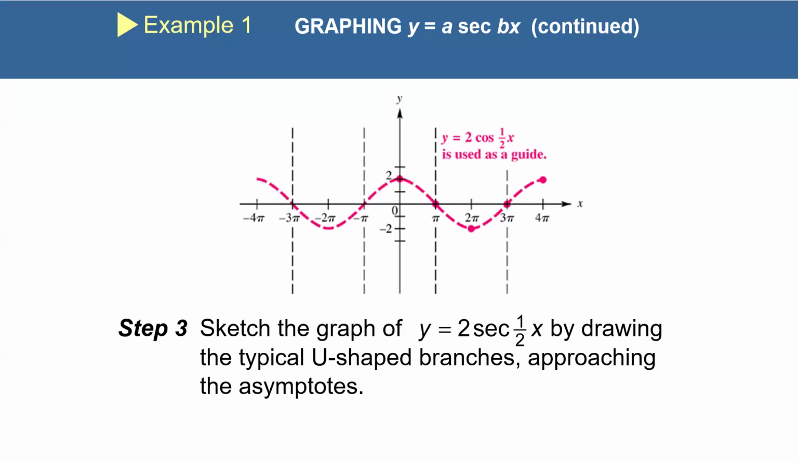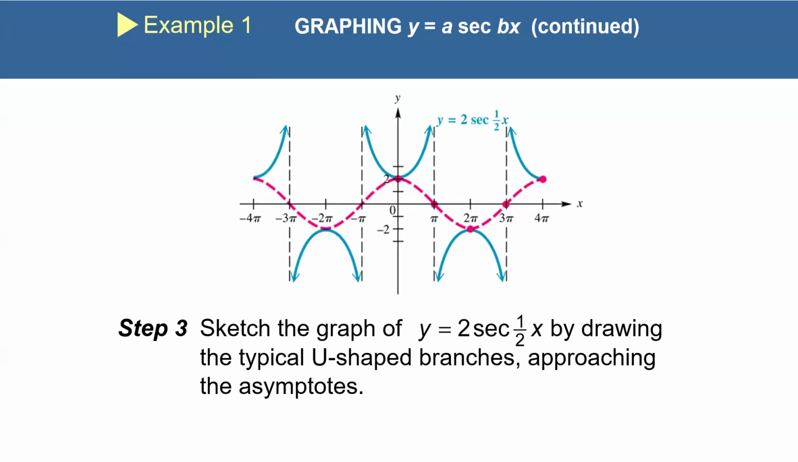Now you're going to sketch the graph of 2 secant half by drawing your U-shaped branches between. You're doing the reciprocal, which means it's going to be the opposite. So see right here, this is concave up. Now it's going to be concave down. This is concave down. Now it's going to be concave up. This is concave up. Now it's going to be concave down. And once you draw those branches in, you now have your secant graph.